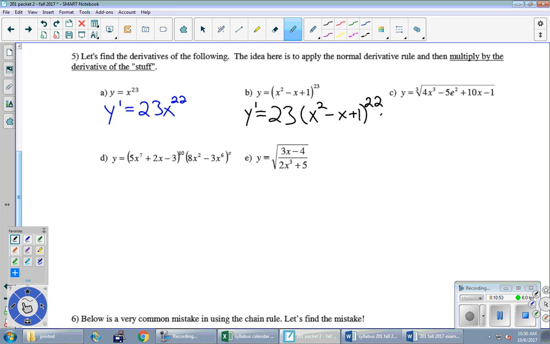We didn't just have x before. We had x squared minus x plus 1. We need to multiply by the derivative of that thing and put it right here. Just the stuff in the parentheses. What is the derivative of there? 2x minus 1. It needs to be in its own set of parentheses, and that is the answer. Do your normal derivative rule, and then multiply by the derivative of the stuff.